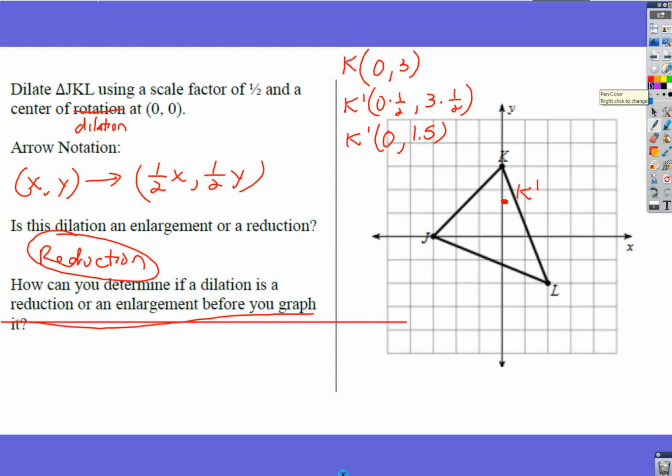Okay. Let's see. I guess let's do J next. So J is at -3, 0. So J prime would be at -3 times 1/2 and 0 times 1/2. If 3 times 1/2 is 1.5, what is -3 times 1/2? -1.5, and I still have a 0 on the side. So that's going to be here. This is J prime.